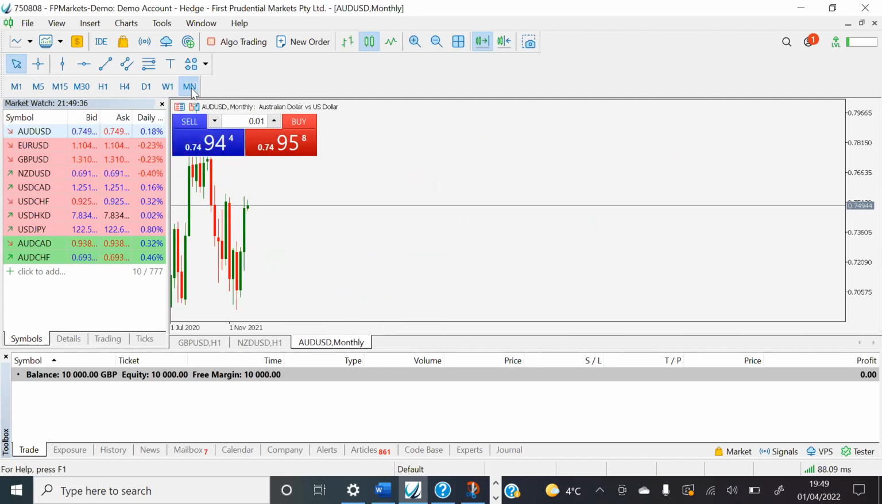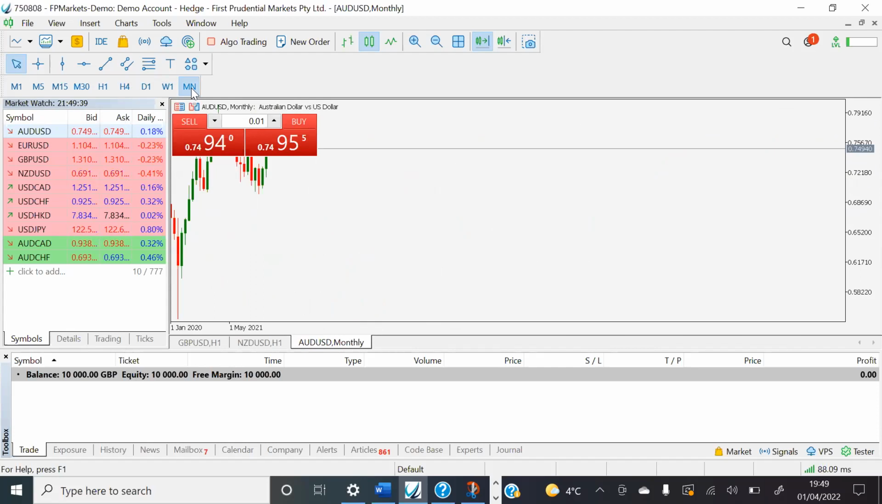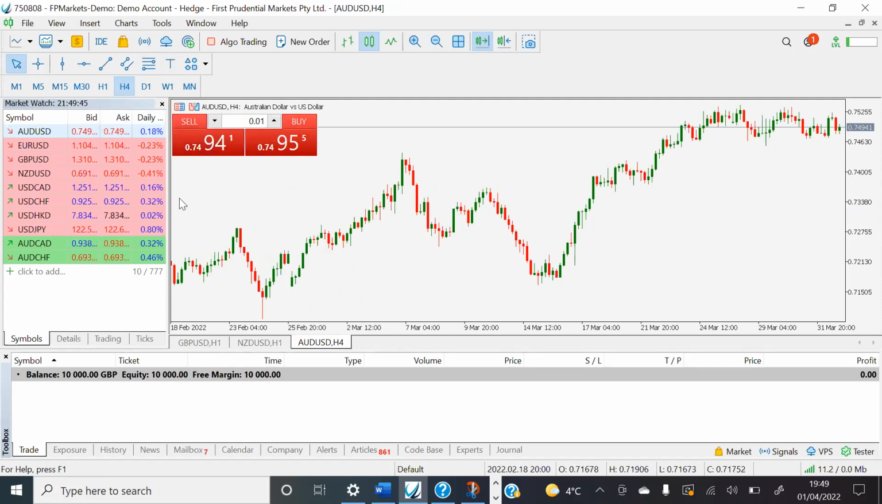Okay, so that's on the monthly time frame. Now what we're going to do is put it back to the 4 hour time frame, because that's where we're going to trade from mainly. We're going to mainly trade from the 4 hour time frame, yeah? Now, what we've got then is we're on the 4 hour time frame.